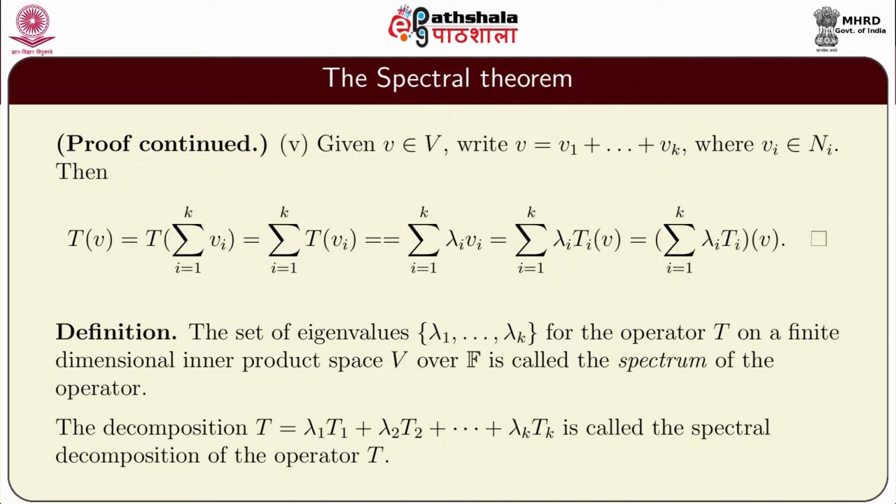Now, a definition. The set of these distinct eigenvalues lambda 1, lambda 2 and so on up to lambda k for the operator T on a finite dimensional inner product space V over F is called the spectrum of the operator. And this decomposition, T is equal to lambda 1 T1 plus lambda 2 T2 plus so on up to lambda k Tk, where lambda 1, lambda 2 and so on up to lambda k are the distinct eigenvalues and T1, T2 and so on up to Tk are the orthogonal projections, is what is called the spectral decomposition of the operator T.